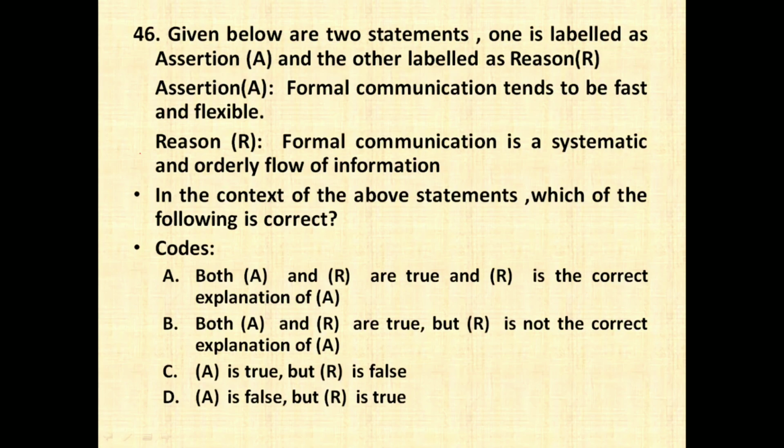Next question is an assertion and reasoning type of question. Formal communication tends to be fast and flexible. This is not true. It is not fast and flexible. Formal communication is a systematic and orderly flow of information. The reason is actually correct. So here A is false but R is true. Option number D should be the right answer for this question.